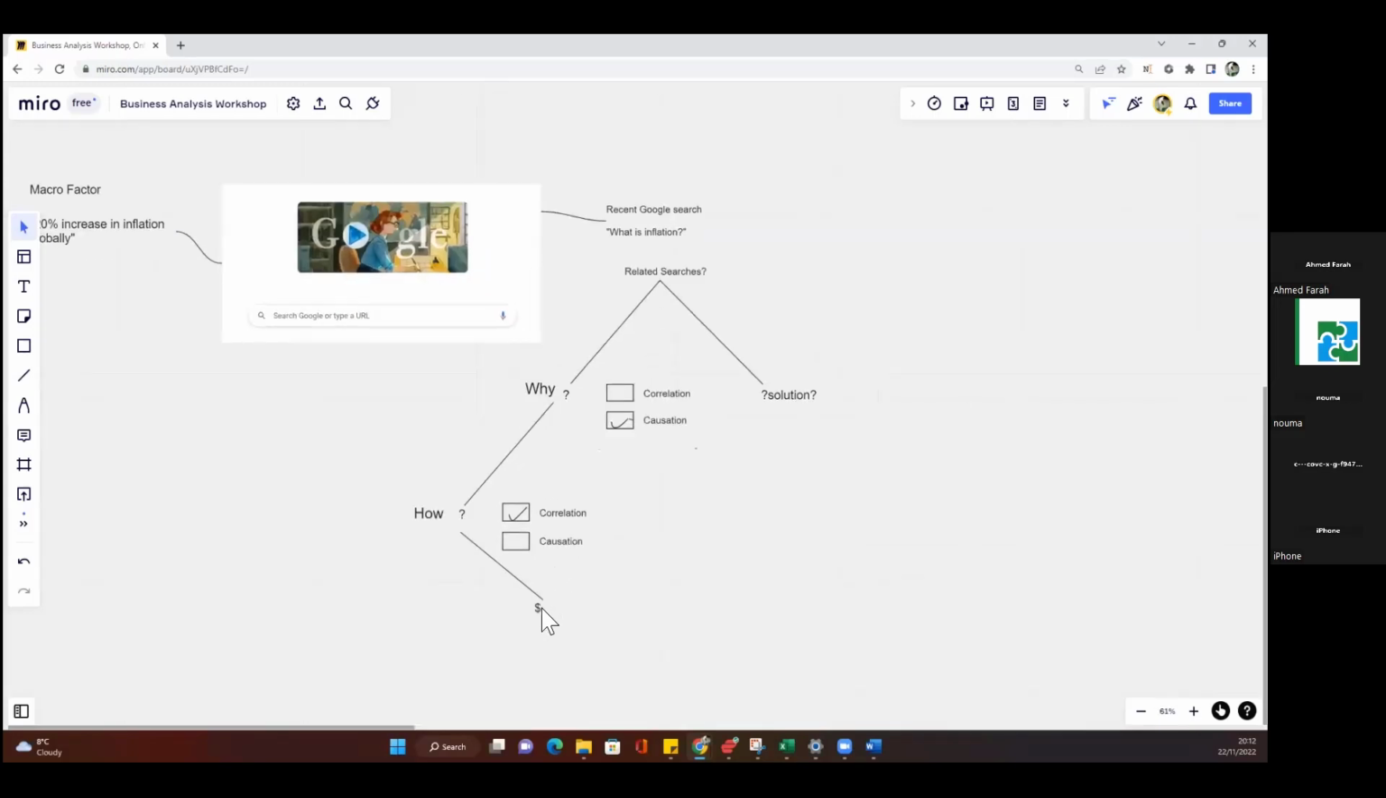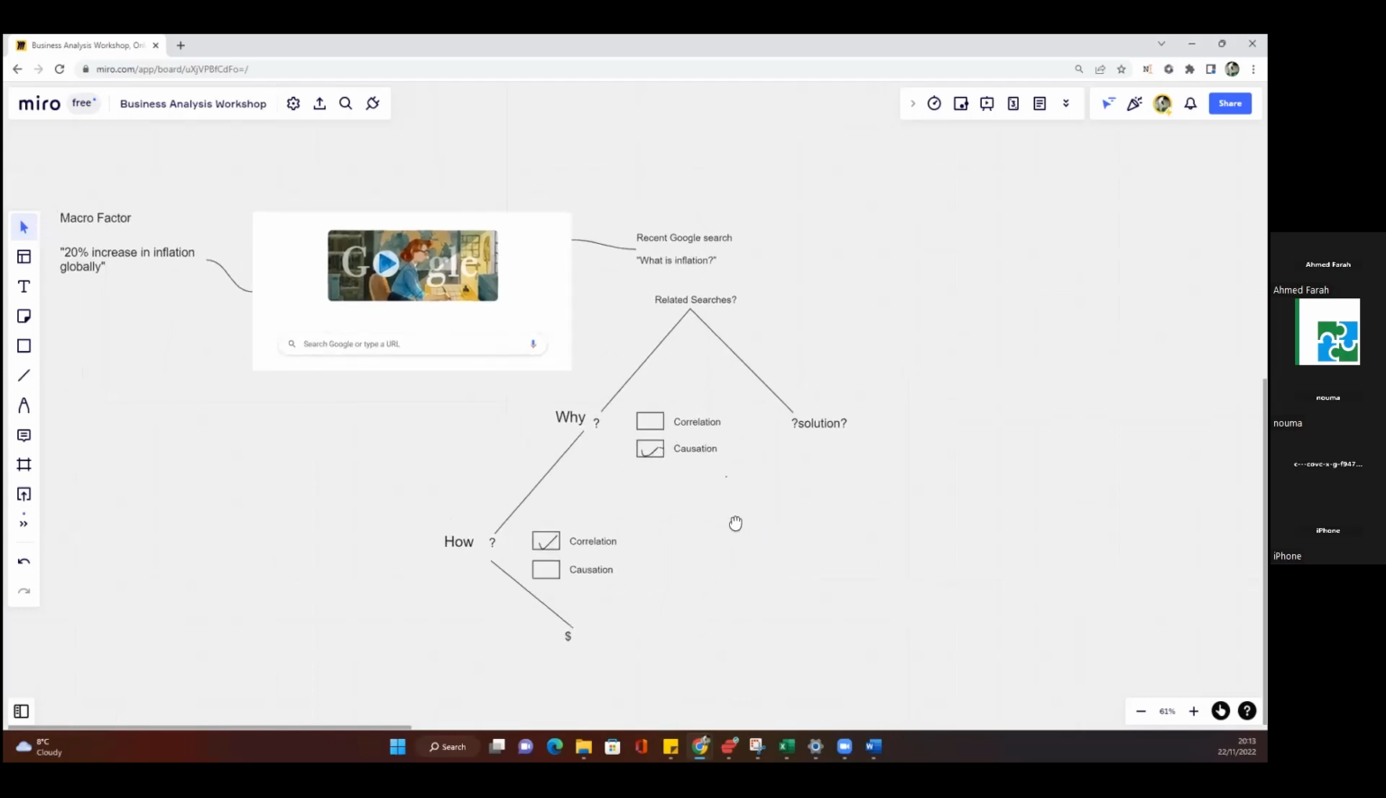That generates into money. I've put a dollar sign here because if you know how it affects something, then you can sell that, because that's a USP you can use. You can produce a report showing how inflation is affecting a specific demographic or a specific part of society or business, and then you can monetize that. That's how you monetize using data analytics and business analysis.